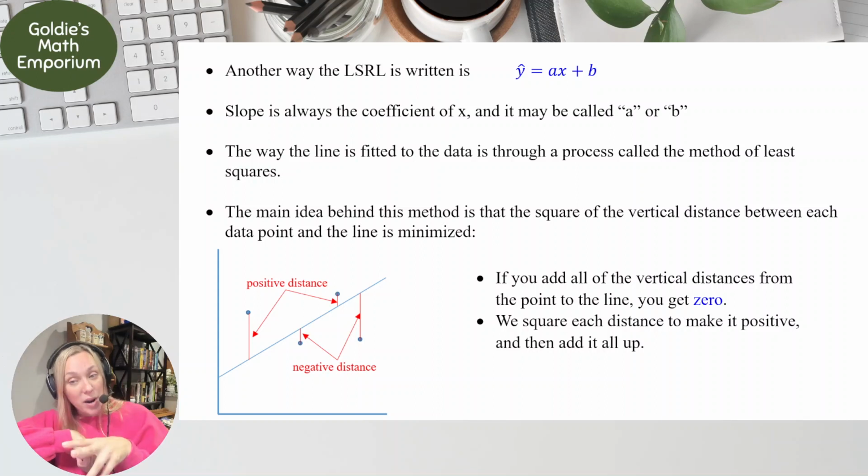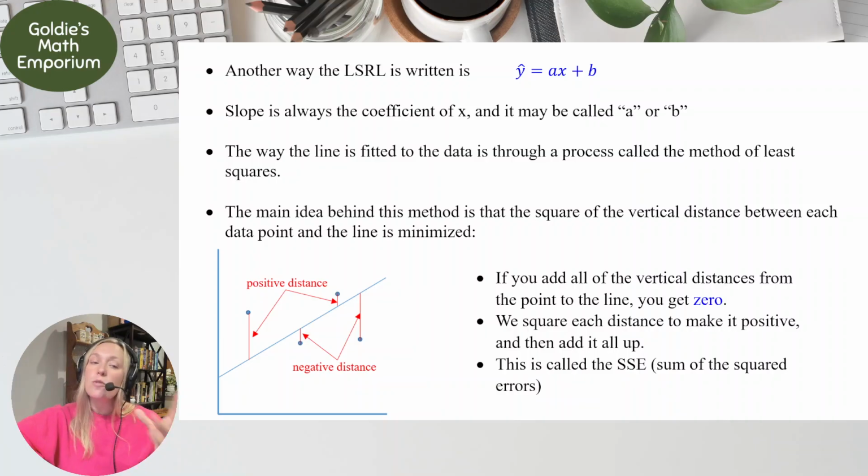We square those distances. And our goal is to make a line that's going to make those squared distances as small as possible. Okay. Now again, other linear models like the one I mentioned earlier, the LAD, it takes the absolute value and tries to minimize that. There's just different ways of doing it, right? For us, we want to minimize that sum of the squared errors, or SSE.